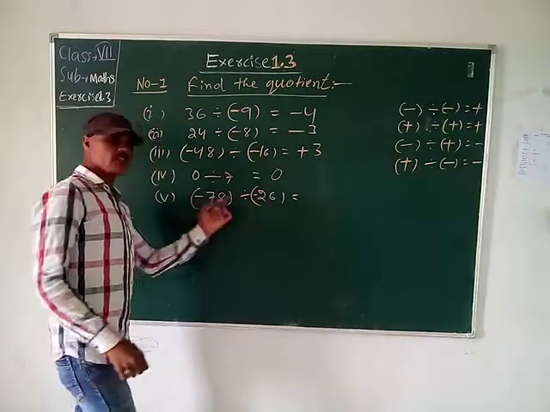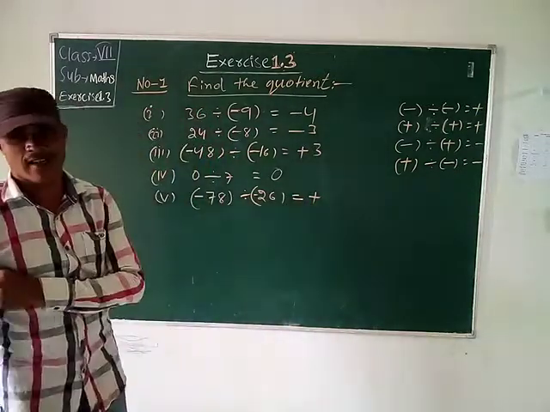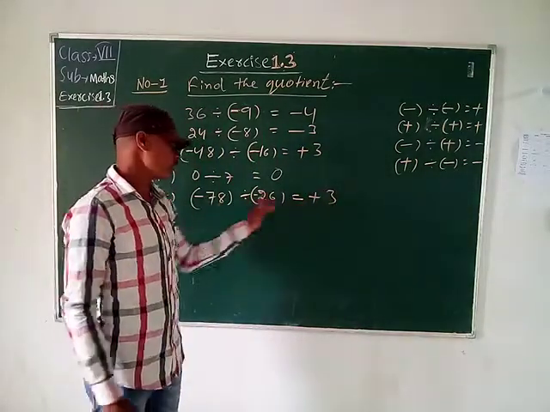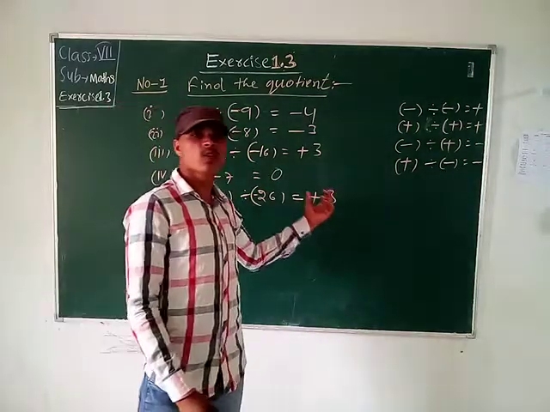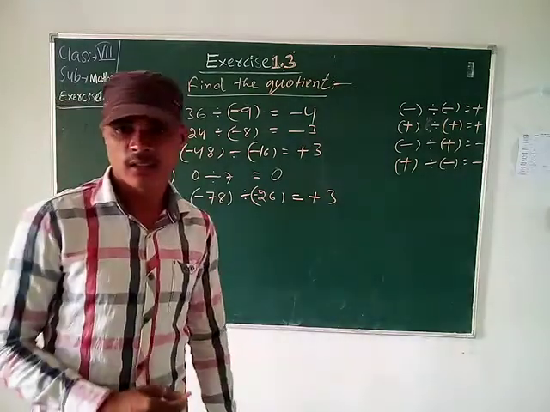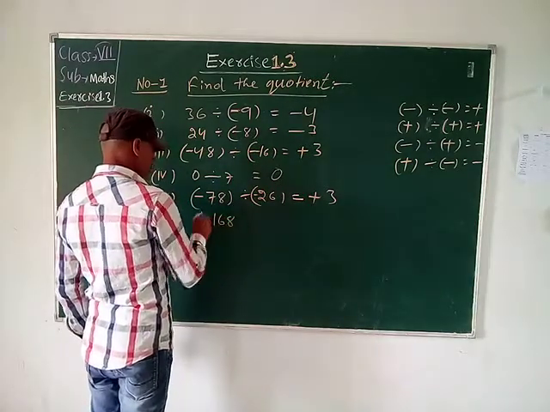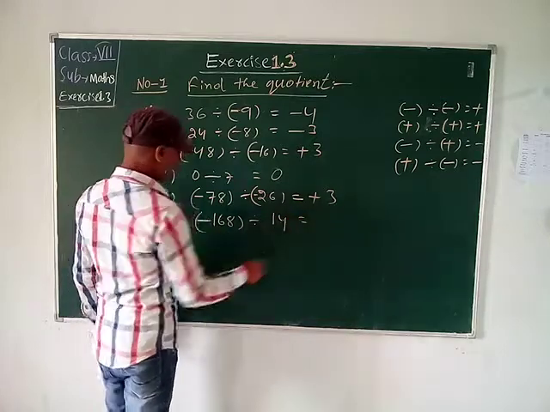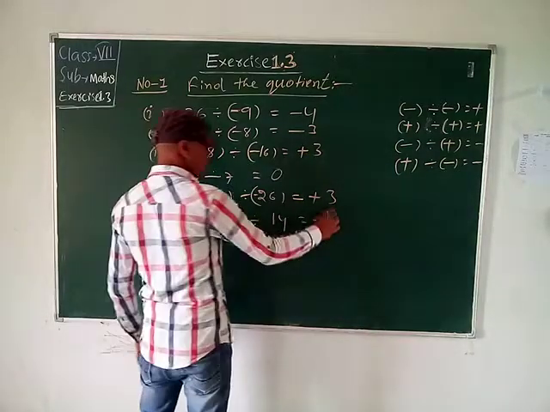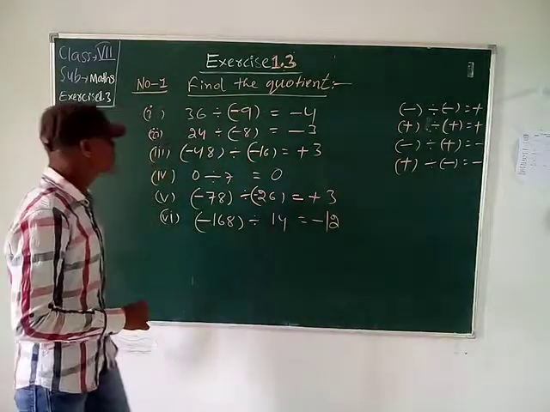We know that minus into minus is plus, minus divided by minus is plus. So 26 threes are 78. How do we know? 3 sixes are 18, 3 twos are 6 plus 1 is 7. If we multiply the quotient with the divisor, we get the dividend. Now the sixth part. What is the sixth part? Minus 168 divided by 14. You know that plus divided by minus or minus divided by plus equals minus. 14 ones are 14, 14 twos are 28. The answer is minus 12.